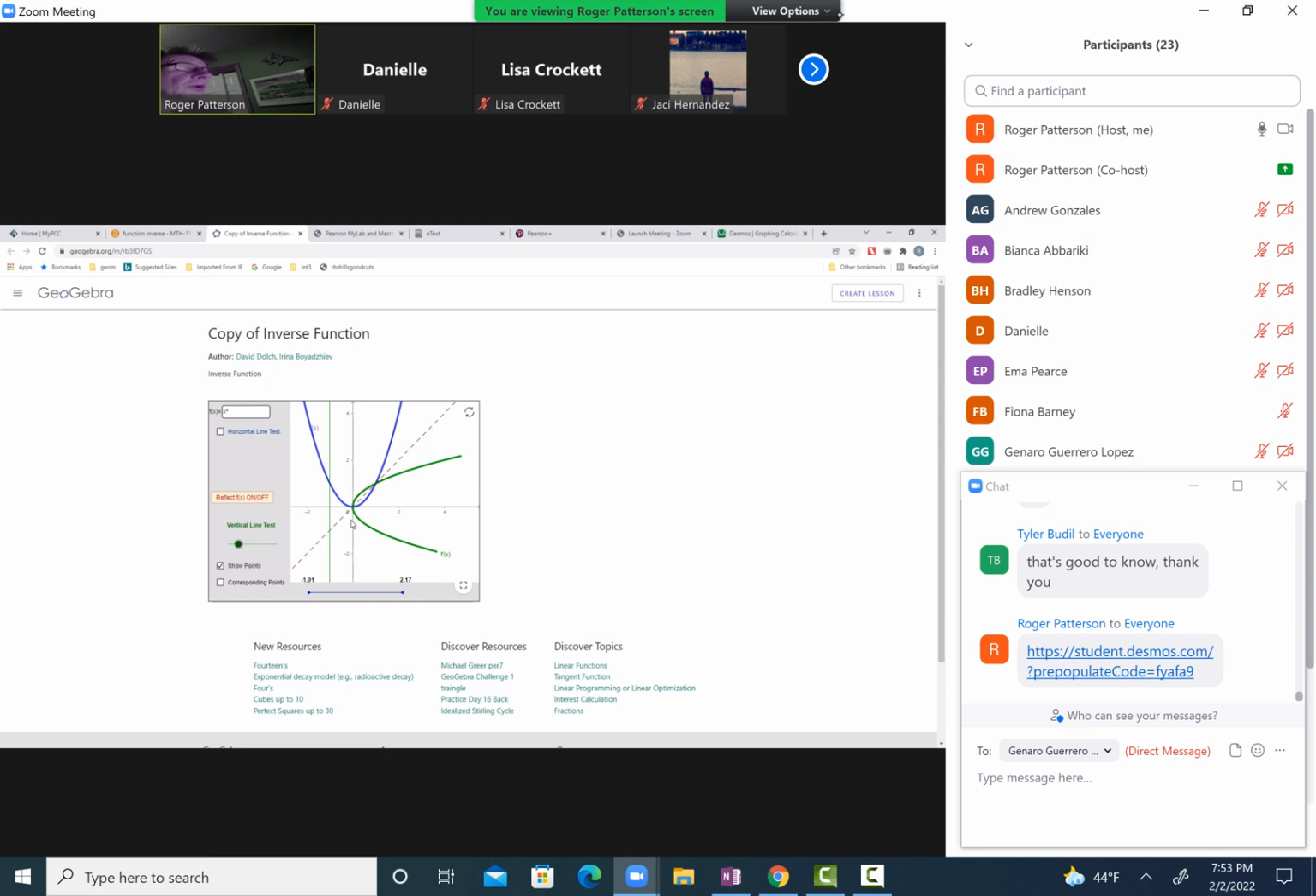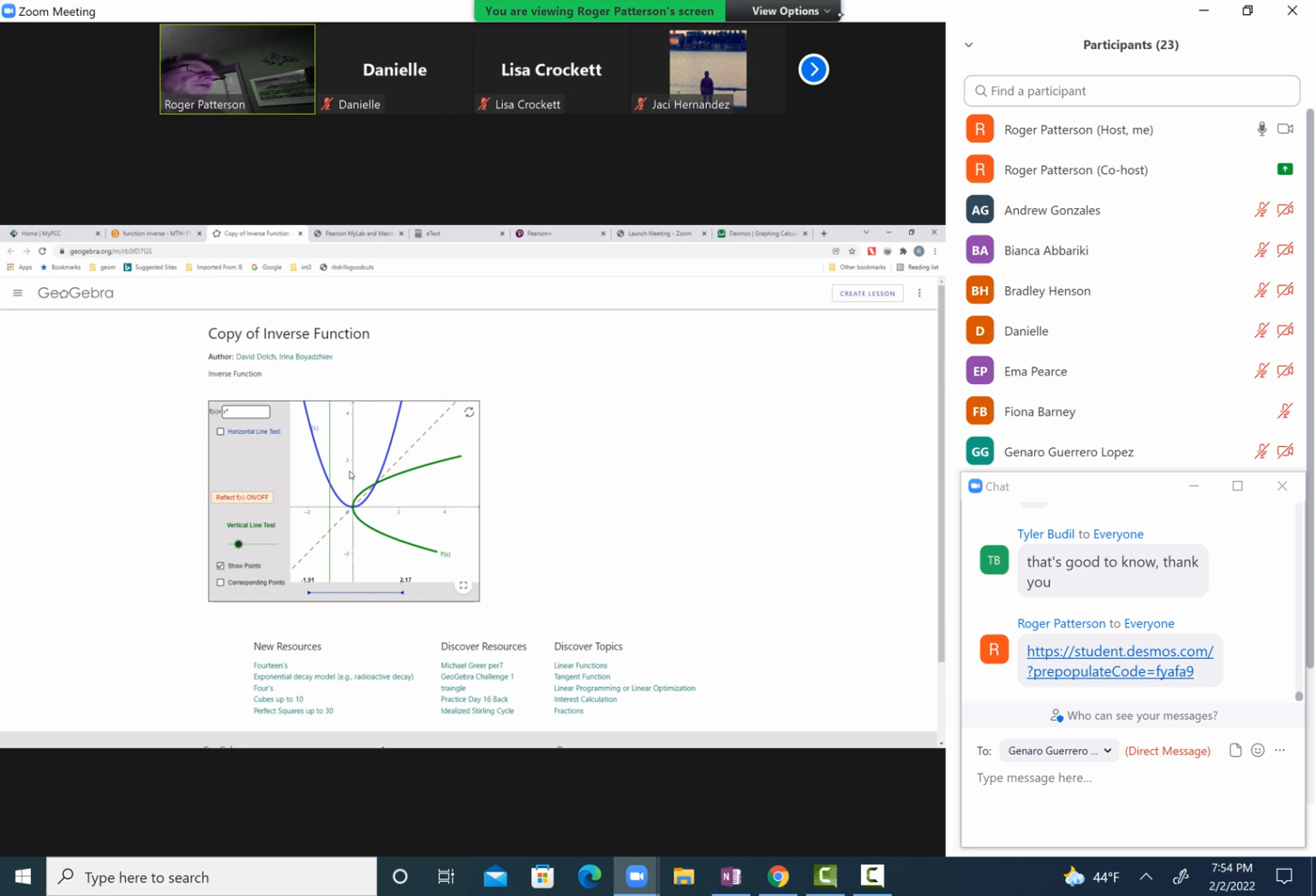So one thing we might notice right off the bat is that the green, which is the inverse, is the reflection over this dashed or dotted line. That dashed line is the y equals x line. So if I need to find graphically the inverse of a function, then I would reflect it over that y equals x line. That's the first thing about inverses.